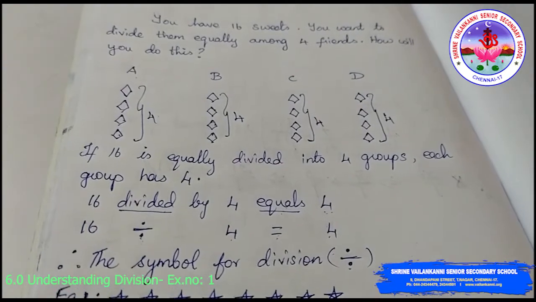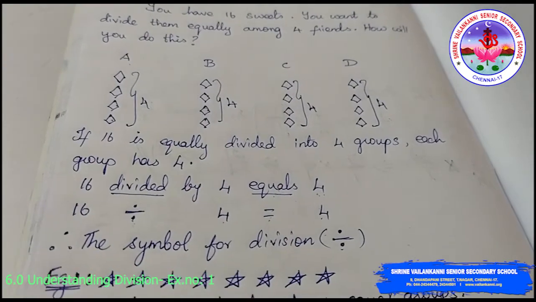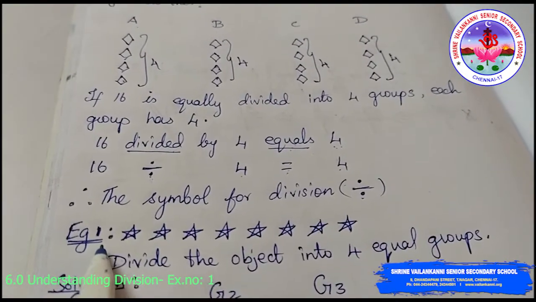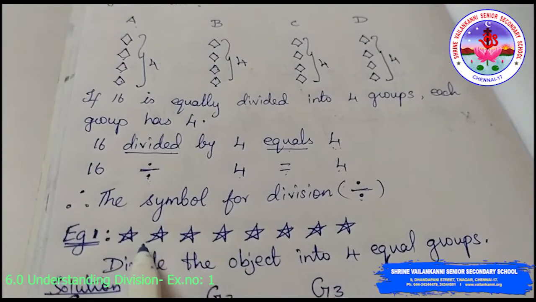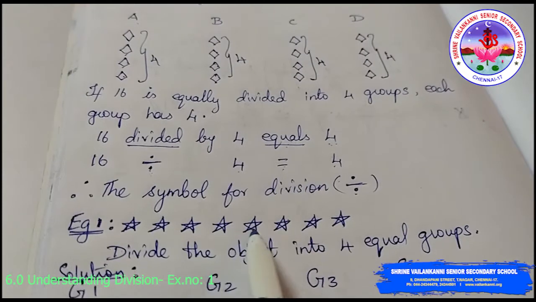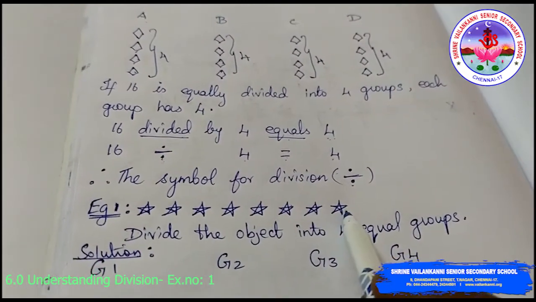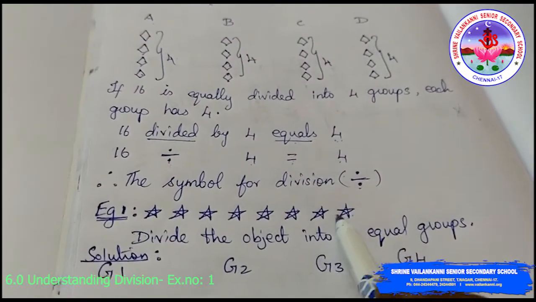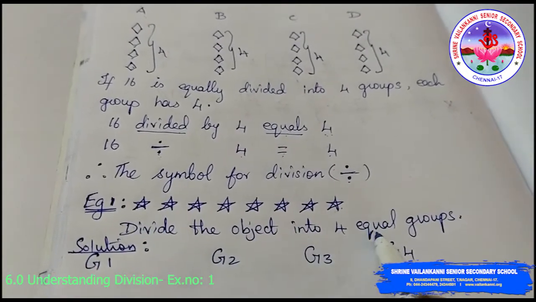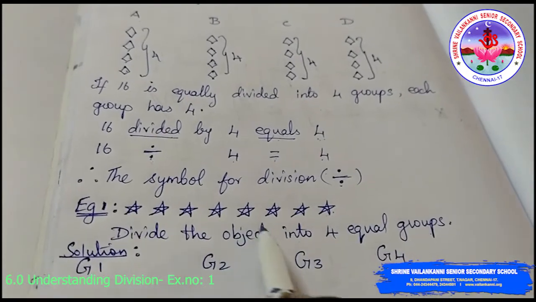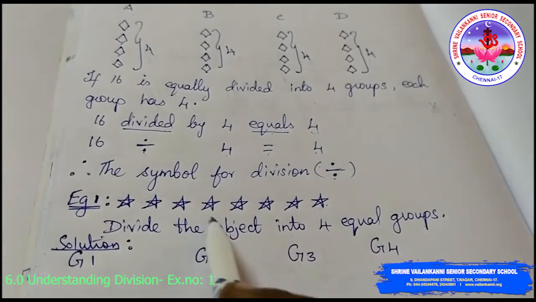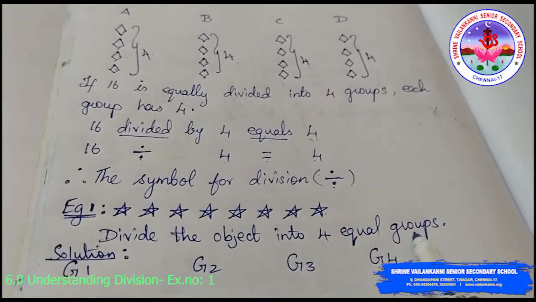I am going to show you one more example, or 2 more examples. Here I have written example 1. Here I have drawn stars. Shall we count? 1, 2, 3, 4, 5, 6, 7, 8. So we have 8 stars. And these 8 stars, we are going to divide into 4 equal groups. The objects are nothing but these stars.